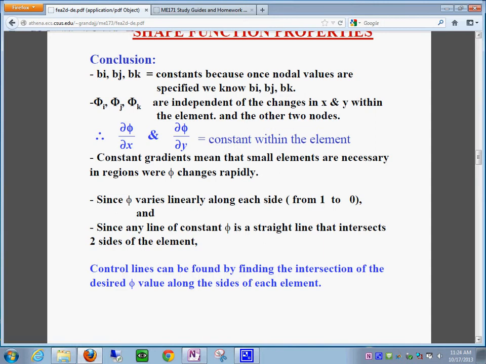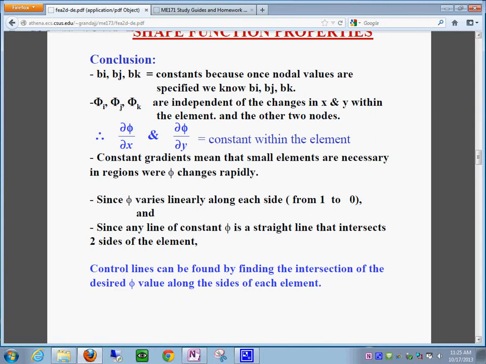Okay, what else? Constant gradient means small elements. On a discontinuity we will have a huge change in slope, but this constant gradient in this case means that small elements are necessary in regions where phi changes rapidly. Okay, since phi varies linearly along its side, and since any line of constant phi is a straight line that intersects two sides of the element.